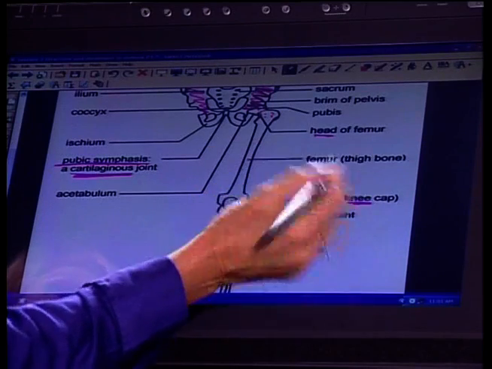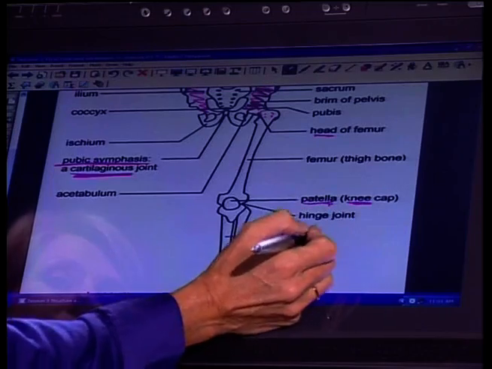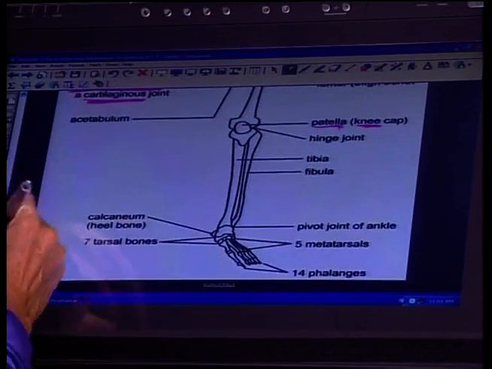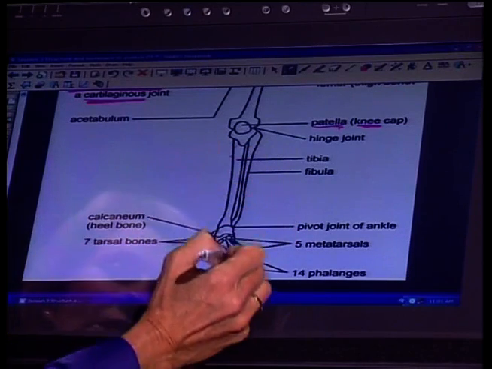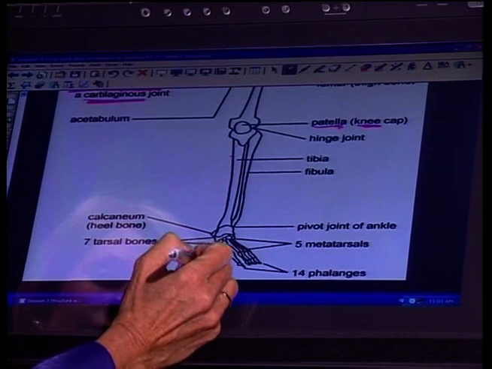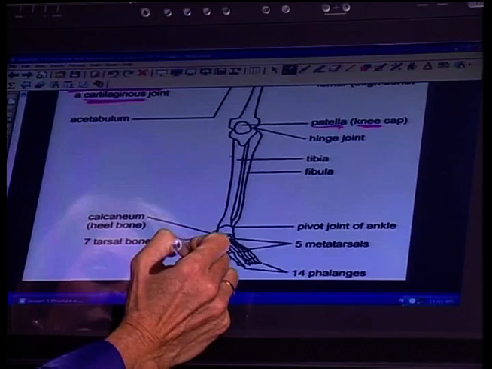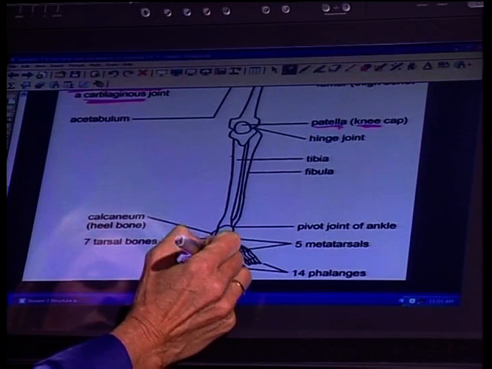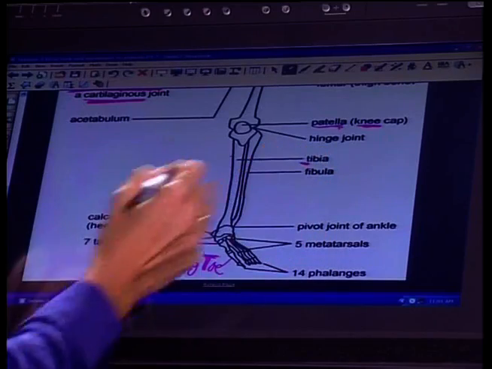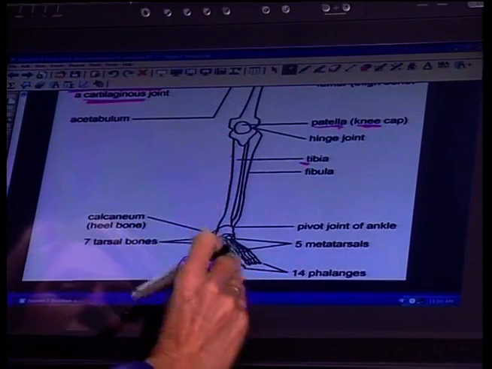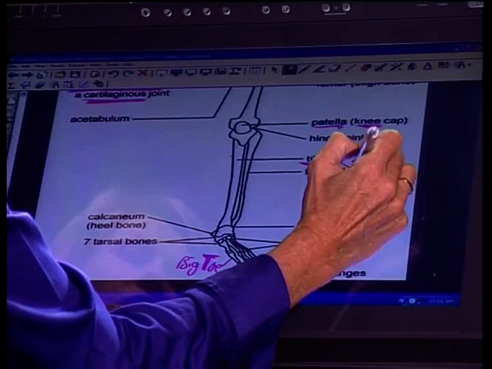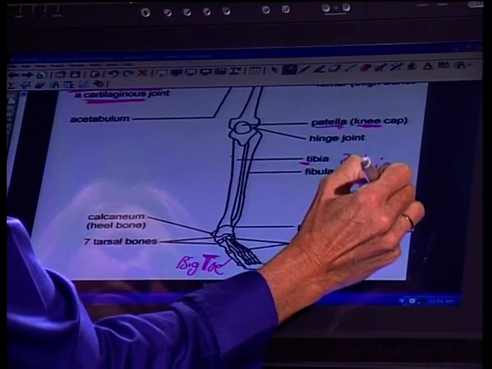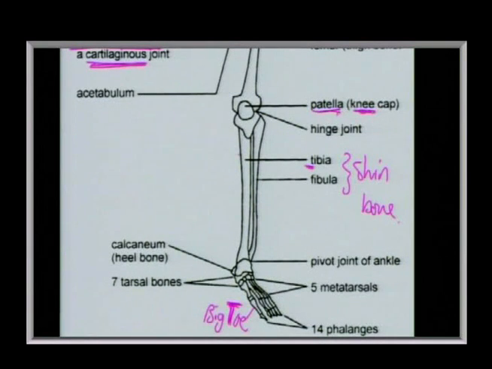Remember, a hinge joint can only go in one direction. And then the tibia and the fibula. How do we remember which one is which? The tibia is in line with the big toe. So remember the big T for toe and the big T for tibia. So the tibia is always on the side of the toe, and it's the big flat shin bone. These two, the common name is a shin bone. And the fibula is on the other side. It's the smaller bone.